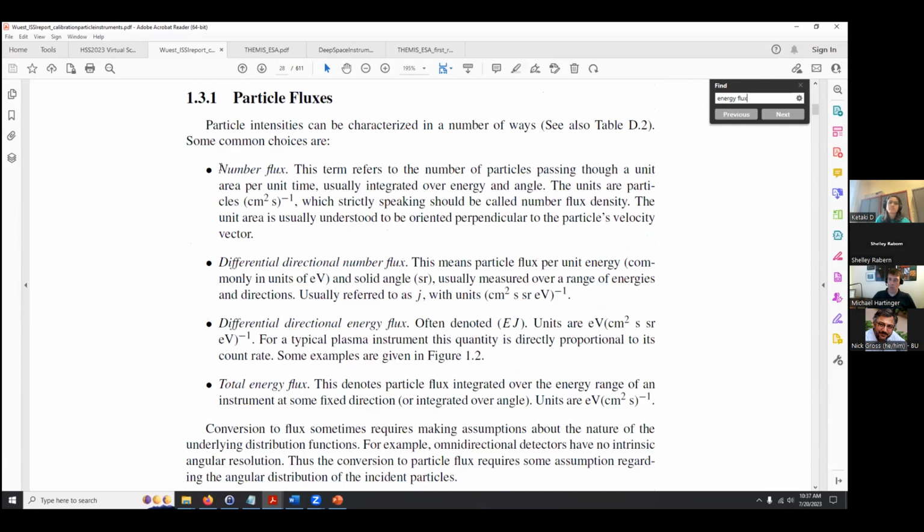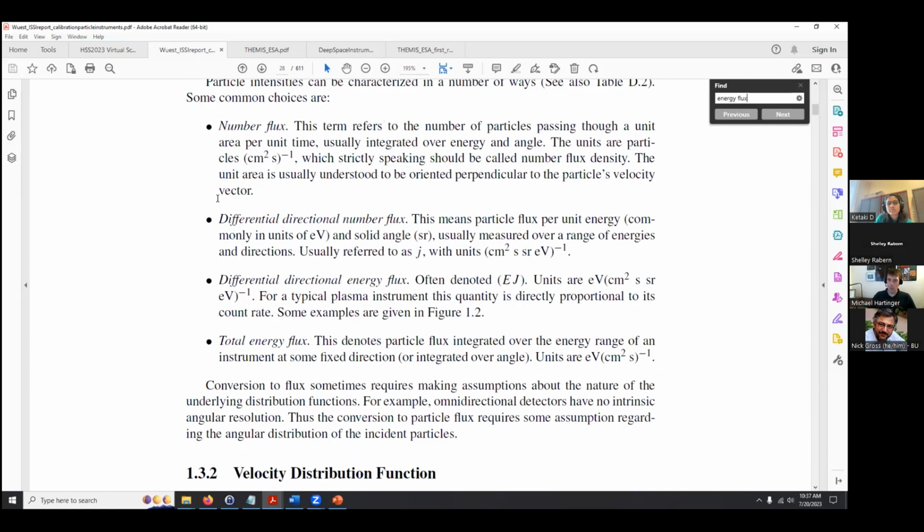You're going to see a couple of different things mentioned if you look at measurements from Themis and other missions. You'll see things like number flux, which is just the number of particles passing through a unit area per unit time, and a lot of times you're going to integrate over energy or angle. So you'll have a bin, a certain look direction that your particle detector is facing, and it'll sample a certain angle range. Like we heard about ESAs, you're going to have electrons or ions coming in over a certain area on your microchannel plate, depending on their radius of curvature as they get deflected. That gives you a number flux. But then there's differential directional number flux or differential directional energy flux. So then you start to divide things up per unit energy and solid angle, and usually it's measured over a range of energies and directions.